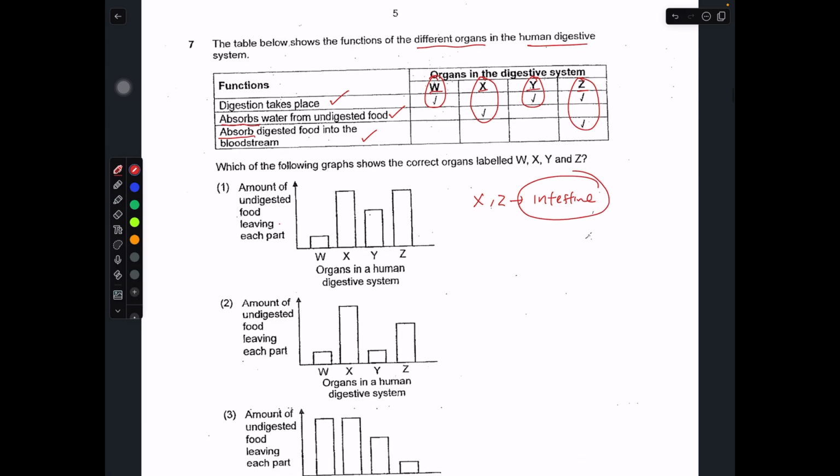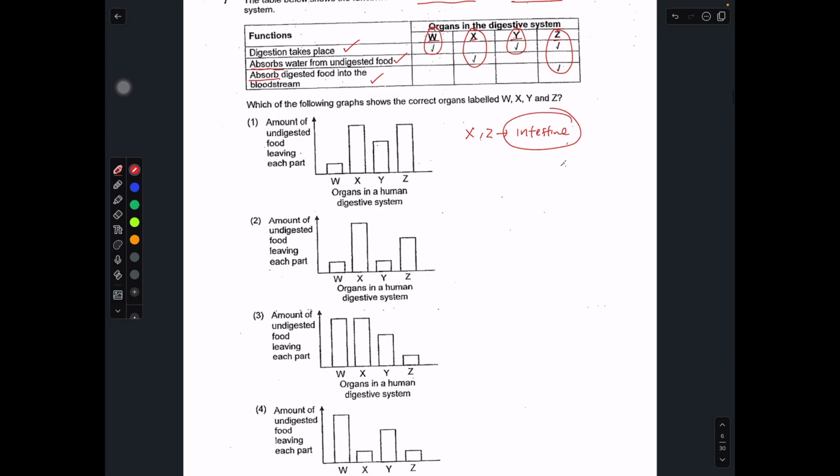Okay, but you just don't know whether it is large or small. So let's evaluate this further. Over here, the large intestine will be your X. Large intestine. And your Z will probably be your small intestine. And then you have W and Y, which is either your mouth or your stomach. But you do not know which is which because you are not given additional information. Normally, if you are not given extra information and you don't know which one is which, you can just group them in this manner. Probably you don't need to know which one is which to be able to answer this question.